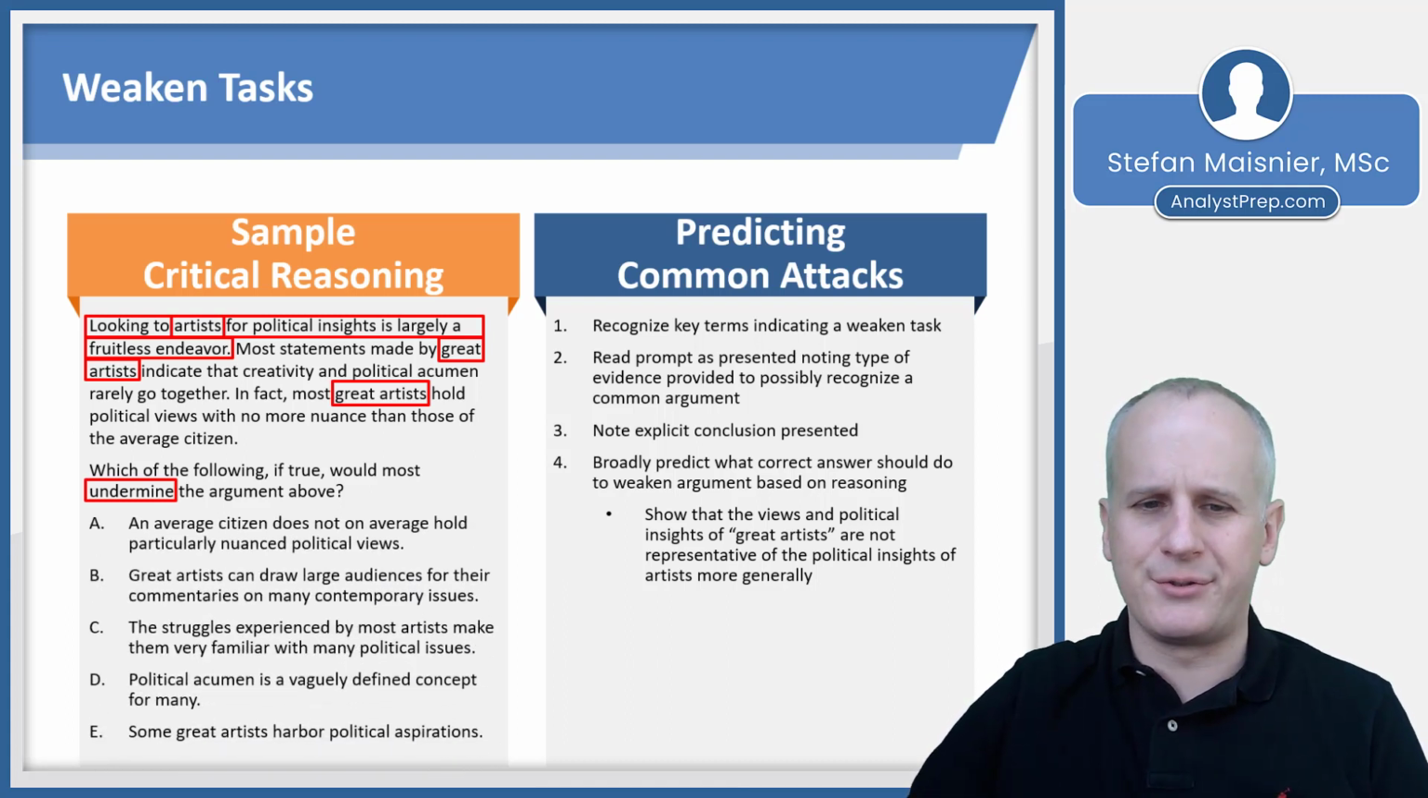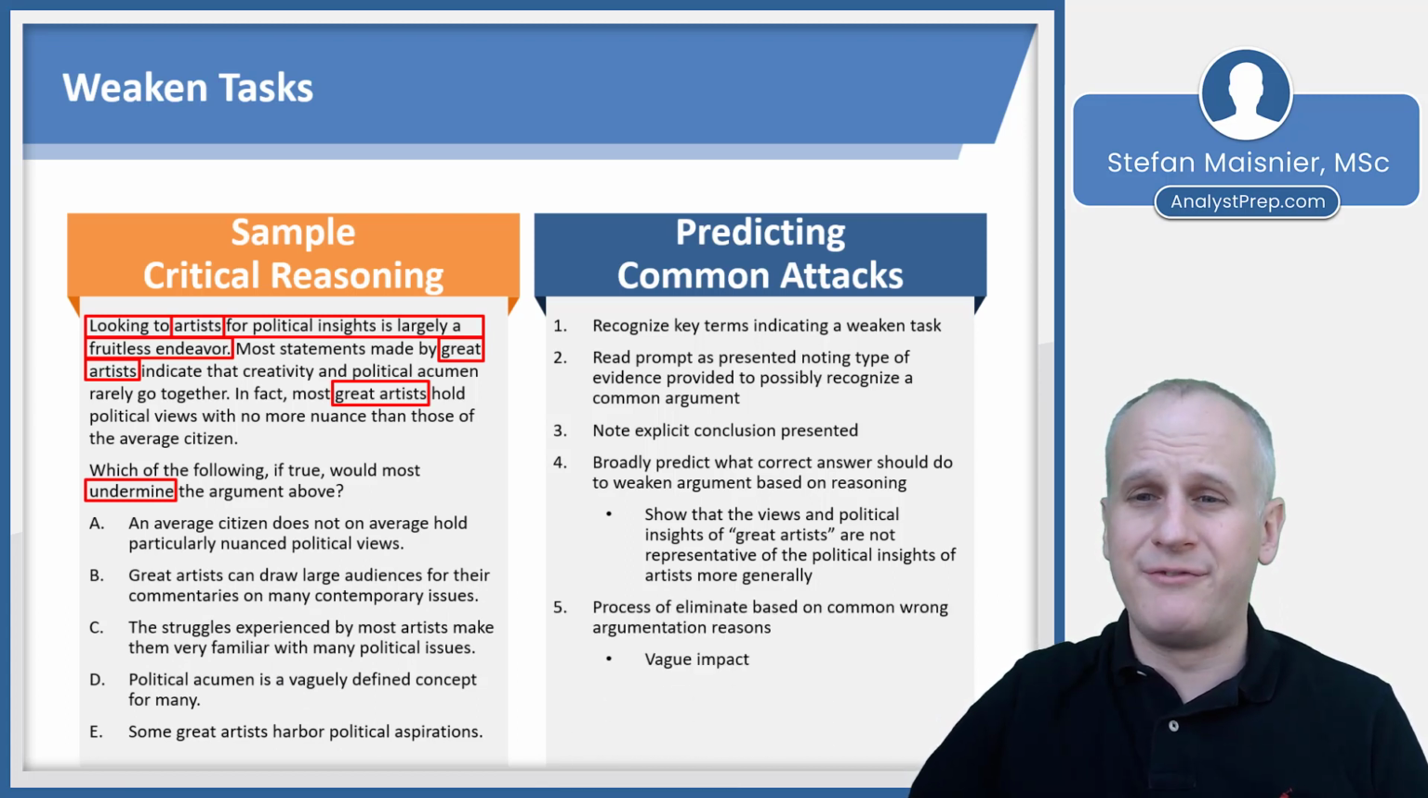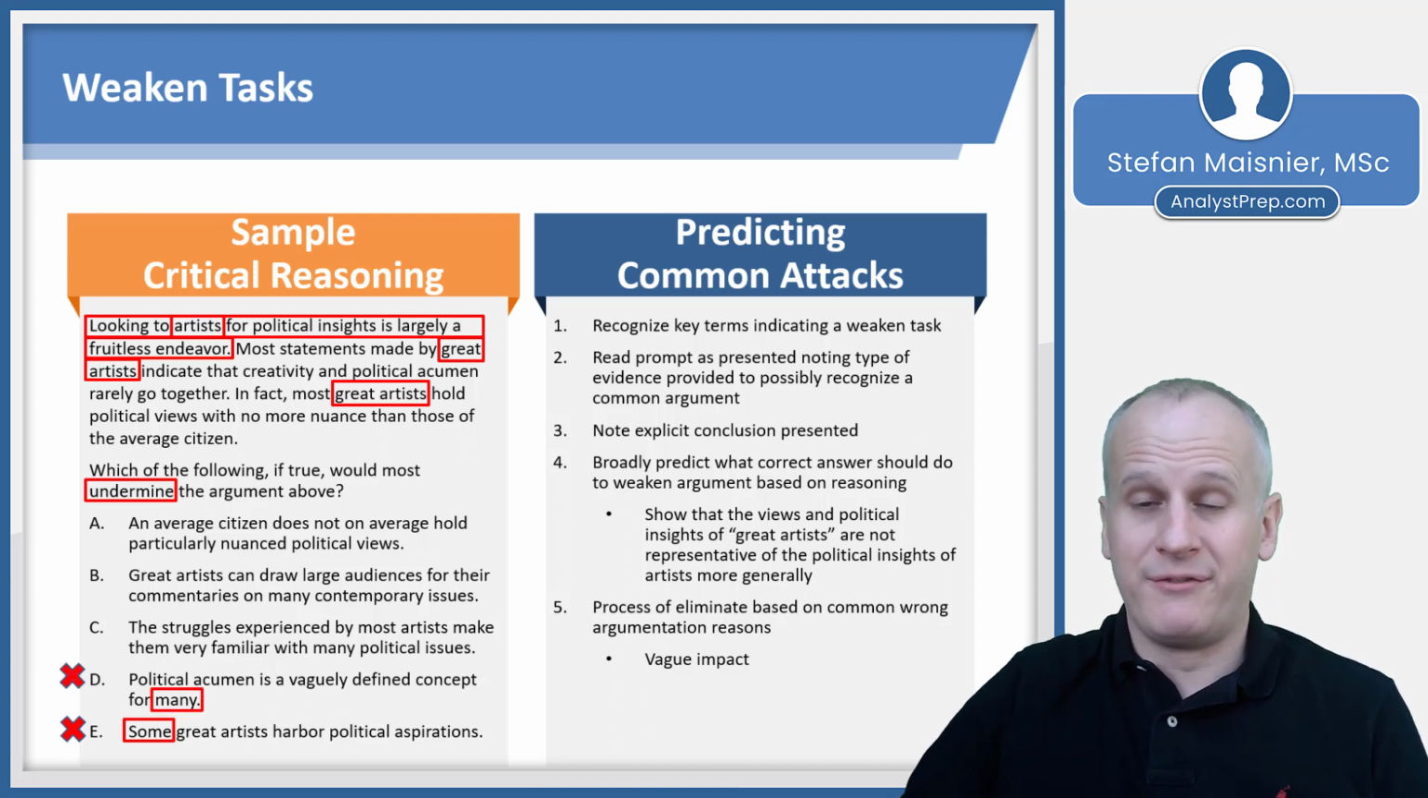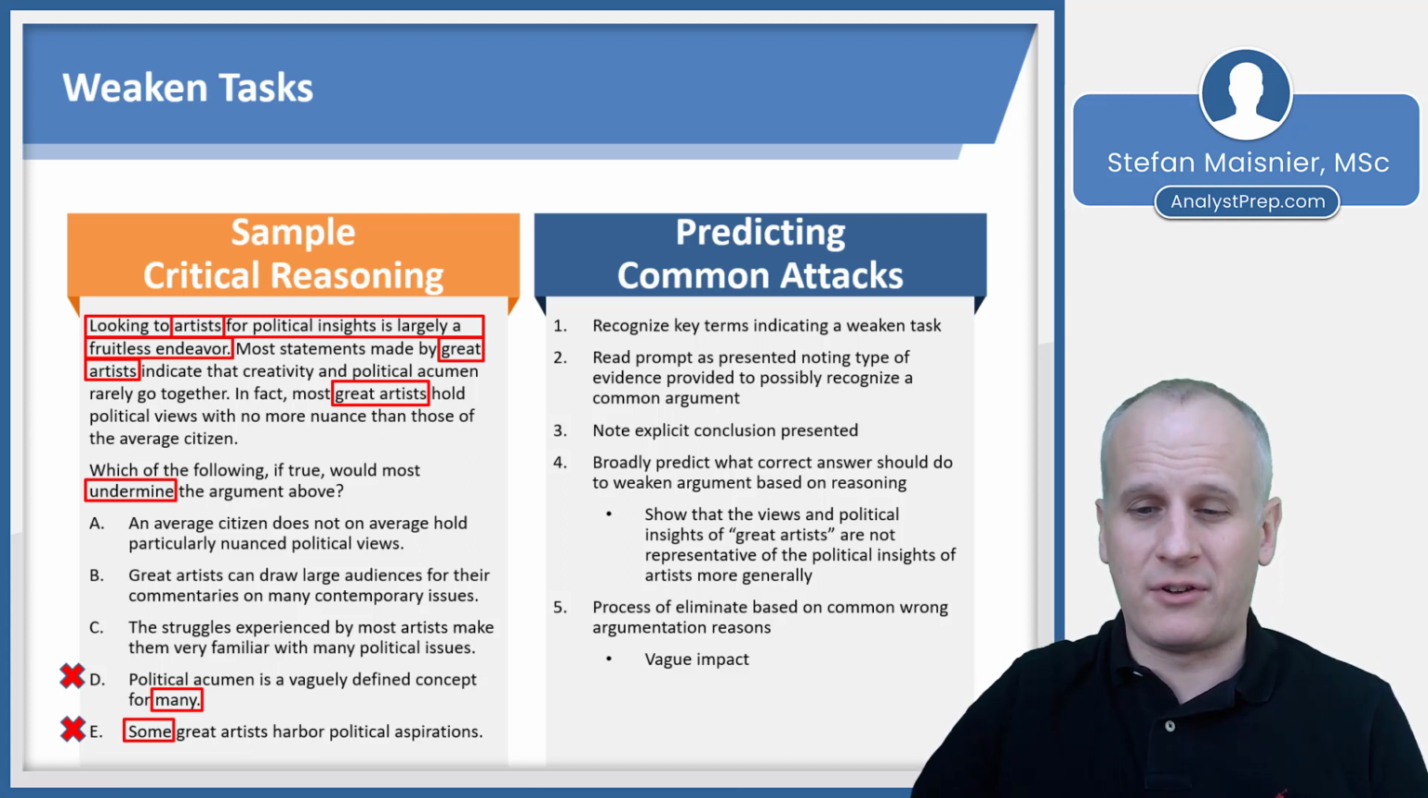So we introduce the answer choices, and we then want to process of elimination for common wrong argumentation reasons, starting with vague impacts. And we can see some of those here. So choice E, we've got some great artists harbor political aspirations. Wonderful. I have no idea how many. Some is incredibly vague. Then we've got many in choice D. Political acumen is a vaguely defined concept for many. The word vague is in here. This is clearly vague. I don't know how this affects our identified predicted issue of great artists not necessarily being representative of all artists. So we can eliminate D as well for this reason.